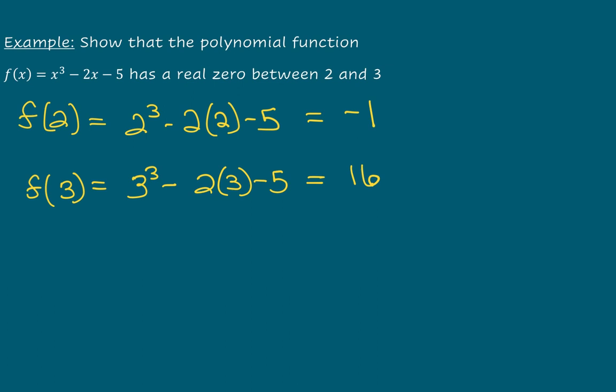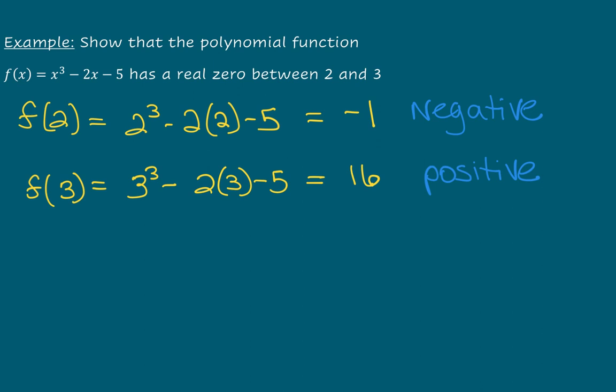So our first value was negative. Our second value was positive. So because we changed signs, the intermediate value theorem tells me that there is at least one real root in between these two values on this interval. And I could graph it and check to see if that truly is the case, just to see what that looks like.